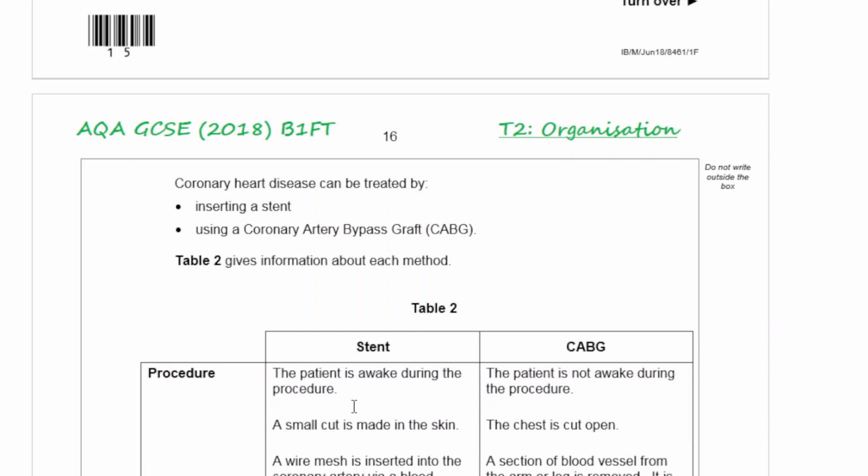Coronary heart disease can be treated by inserting a stent or using a coronary artery bypass graft, or CABG. Table 2 gives information about each method. Now you need to know about stents, right? Or what is called a coronary bypass. Now let me explain the bypass. Let's say that's the heart, right? And you've got a blood vessel which is flowing through like this, and you've got a blockage like this. Now what would you do?